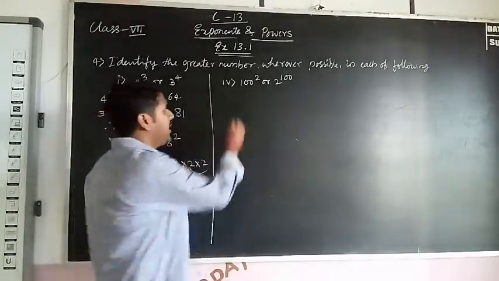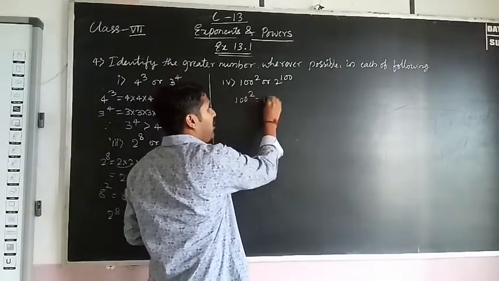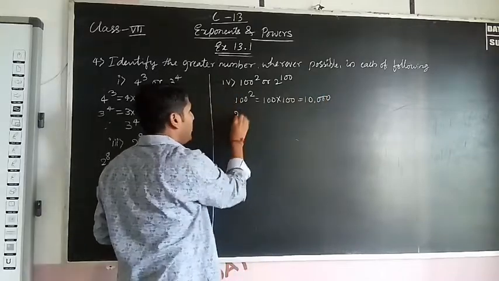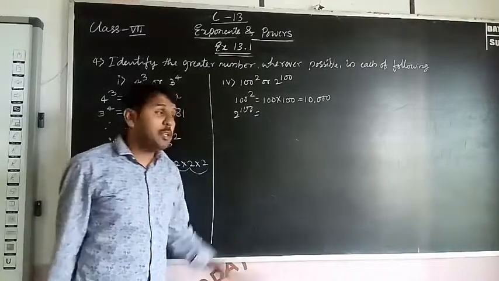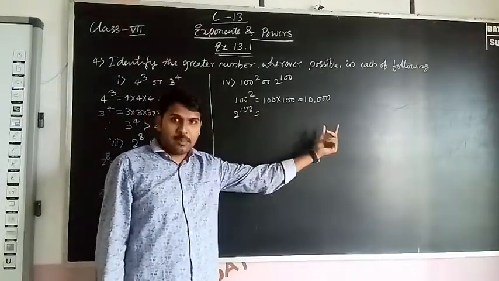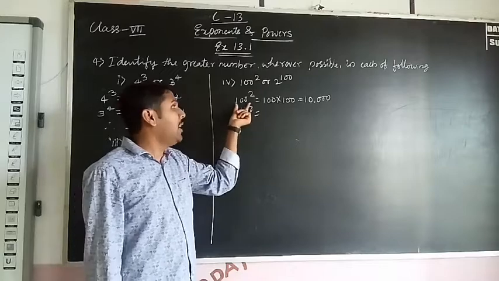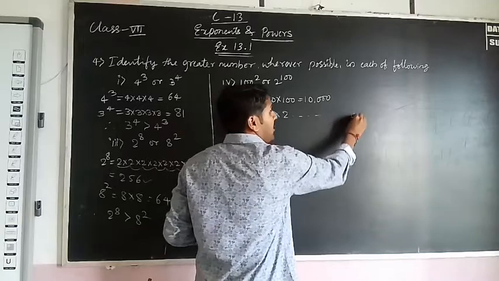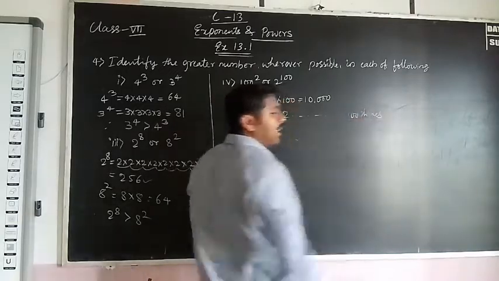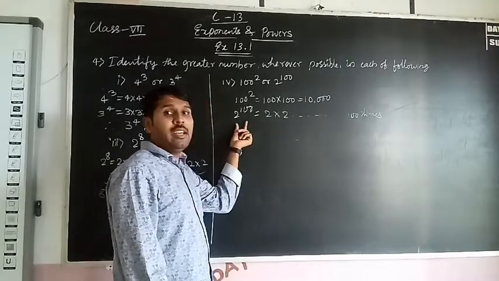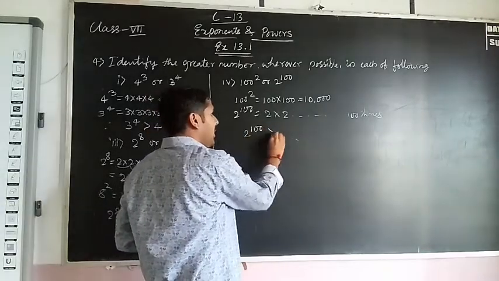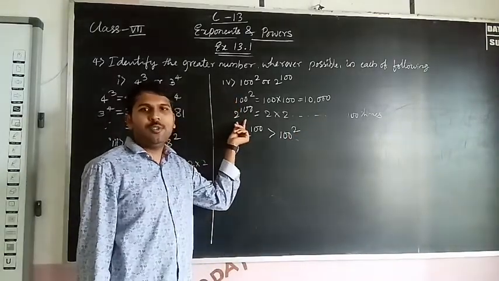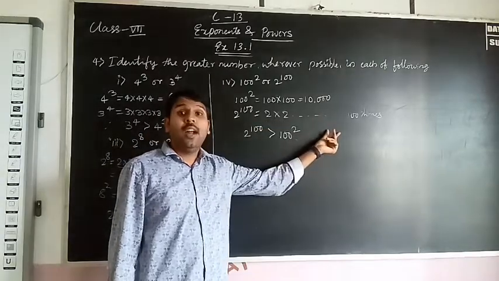So next, 2 raised to 100 and 100 raised to 2. How to solve this one? 100 into 100. So what do you get? 10,000. So here 2 raised to 100. 2 raised to 100 means you should multiply 2 up to 100 times. Definitely it is greater than 100 raised to 2, because you can write 2 up to 100 times. Okay, so definitely this will be the greater number. Therefore 2 raised to 100 is greater than 100 raised to 2. If you want to check it, just check it: 2 into 2 up to 100 times. Okay.